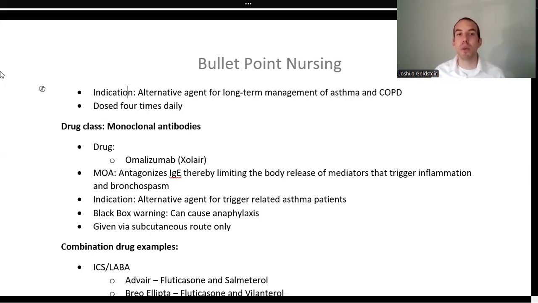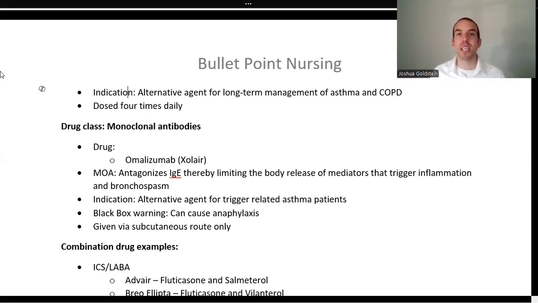This is a sub-Q medication because it's a monoclonal antibody. All of them are. This does have a black box warning that it can cause anaphylaxis. And again, this would never be a go-to option, especially since it's very expensive and it's a shot on a regular basis that nobody likes. But for all those reasons, this is a backup option, but it can be a really good option for a patient that suffers from trigger-induced asthma to have long-term management.